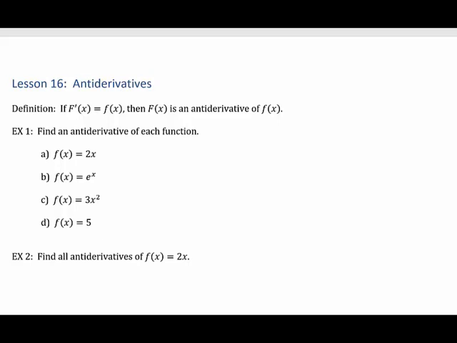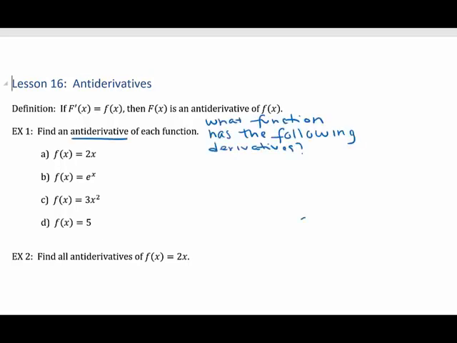Today we're going to talk about the idea of antiderivatives, which are basically the opposite of derivatives. And so I'm going to start by just doing some examples. If we want to find an antiderivative, we're basically trying to figure out what function has the following derivatives. So we're given the derivative, we're working backwards. And so we're going to try to find one possible antiderivative of each function. And in these first examples, I'm just going to do this based on my knowledge of derivatives.